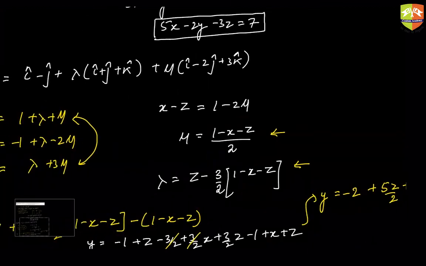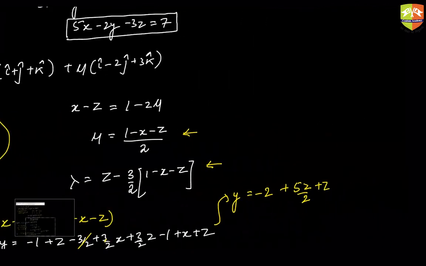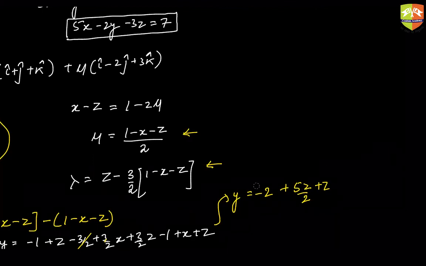So they won't cancel. Oh, my mistake. I'm sorry, I didn't see that x. Yeah, so minus 2 and minus, minus 2 and plus 3 by 2 I have, right? No, minus minus everywhere. So it's minus 7 by 2. So this is going to be minus 7 by 2.